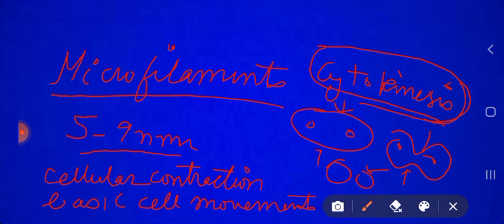Now, generally, microfilaments are a type of solid rods made up of a protein called actin. Often we say microfilament as actin filament. So these are the proteins which make up the microfilament.